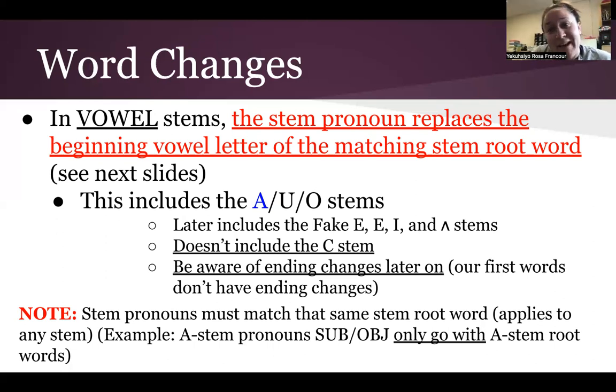Right now we're just focusing on pronouns, but once you learn pronouns, then we're going to learn tenses. And there's also a prefix to the pronoun on a tense, and there's also an ending. So it's just baby steps right now. Stem pronouns must match the same stem root word. So you have to use A stem pronouns for an A stem root word. You can't use C stem pronouns on an A stem root word. It's not how it works. It's got to match, and that's just how our language functions.